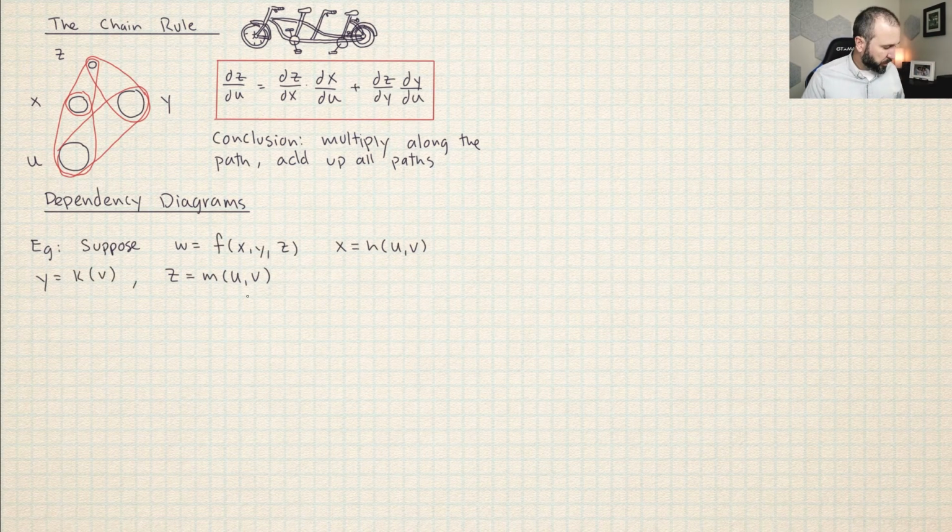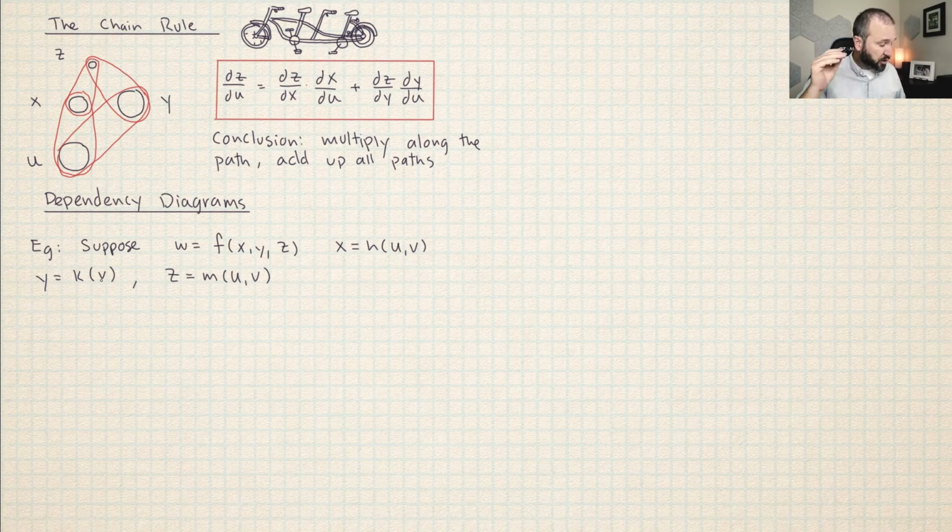So here's an example. In this situation, we have the variable w, which depends on x and y and z. And then x is some function of u and v. y is some function of v, and z is like x. It's a function of both u and v.